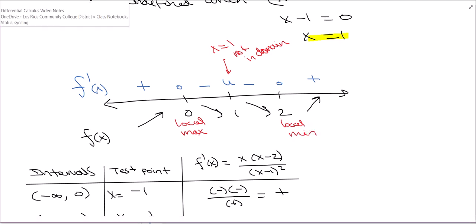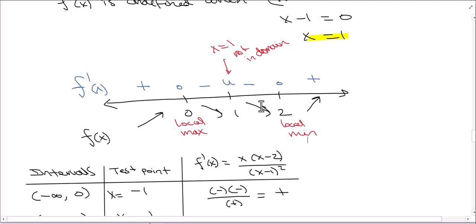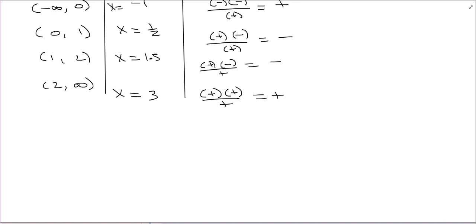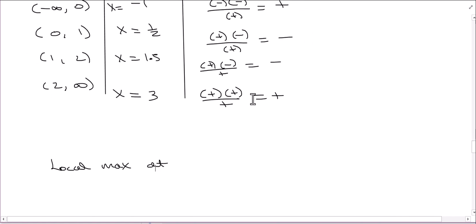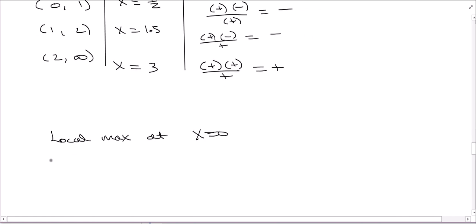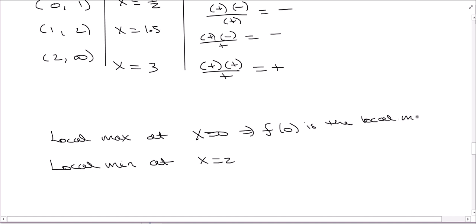Now, how do we find the values? We put them back into the original function. Based on the number line, we know we have a local max at x equals 0, and a local min at 2. So what is the local max? To find it, we plug it into the original function. f of 0 is the local max value. The original function was x squared over x minus 1. When you plug in 0, you have 0 squared over 0 minus 1, so it's just 0.